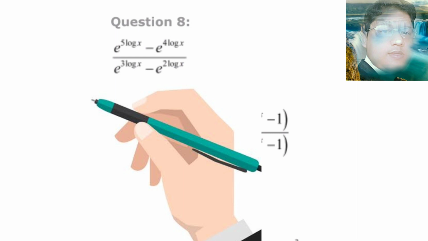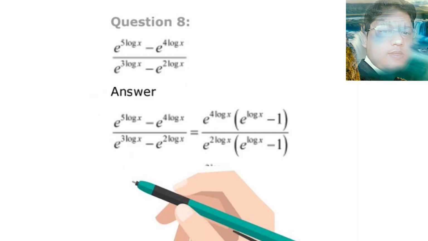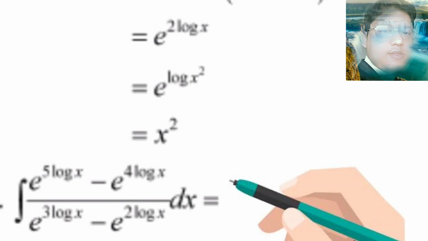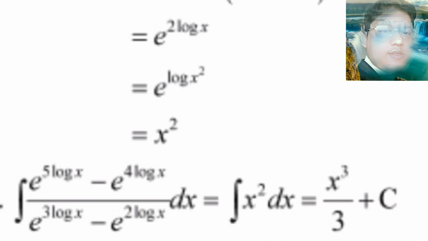Next, question number 8. It is given a to the power 5. So I just take common a to the power 4 log x, numerator and denominator. I will get these parts, and on both sides numerator and denominator cancel. Log a to the power log x square. So according to the rules, a to the power log x square equals x square. Now I integrate x square, I get x cube upon 3, because e to the power log m equals m. So according to the rules, I get x cube upon 3 plus c, and that is your answer, my dear students.